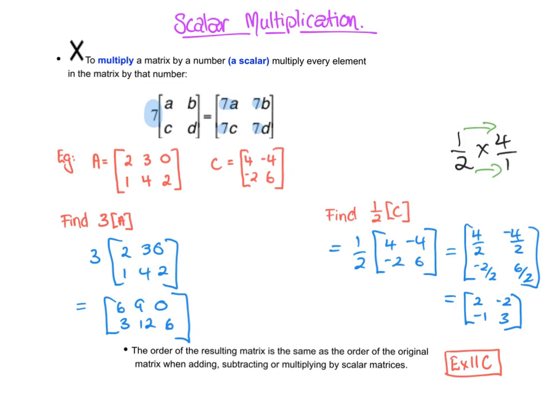All right, so if you note here, they said that the matrix will be the same order. And of course it will. If we look up here, A was a 2 by 3. When we multiplied it by 3, it was still a 2 by 3. And same with C, which was a 2 by 2, and here is a 2 by 2 as well. All right.